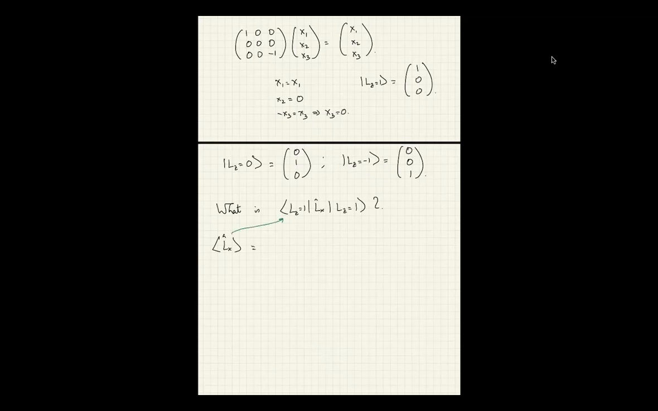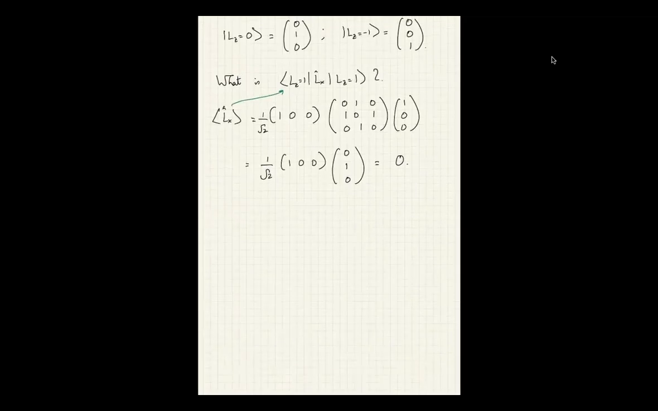It is equal to the row vector 1, 0, 0 times Lx, which is 1 over root 2 times the matrix 0, 1, 0; 1, 0, 1; 0, 1, 0, times 1, 0, 0. What would this be? This would be 1 over root 2 times 1, 0, 0 times what column vector? This is 0, 1, 0. And therefore, the average value of Lx in this state is just 0. If you remember, we actually solved a very similar problem in a previous tutorial.